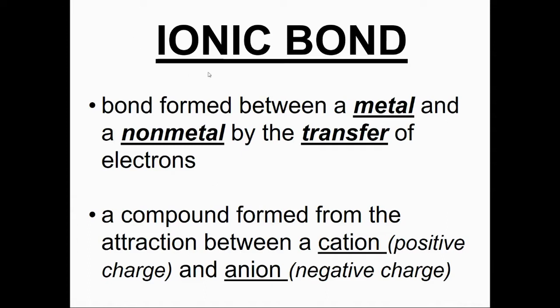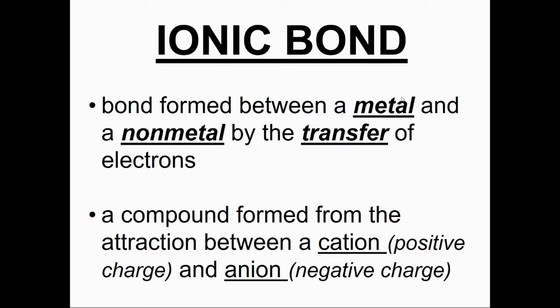Ionic bonding has the word ion in it, so right there should give you an indication that it is going to have a part that is charged. Okay, we're dealing with ions here. This is the bond that is formed between metals and nonmetals. And how's that bond formed? It is formed by the transfer of electrons.